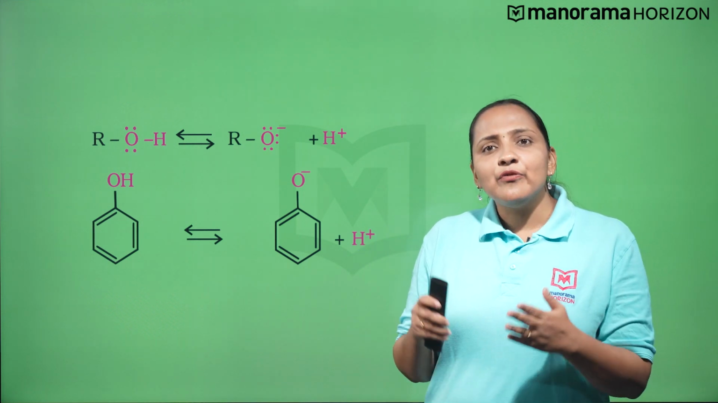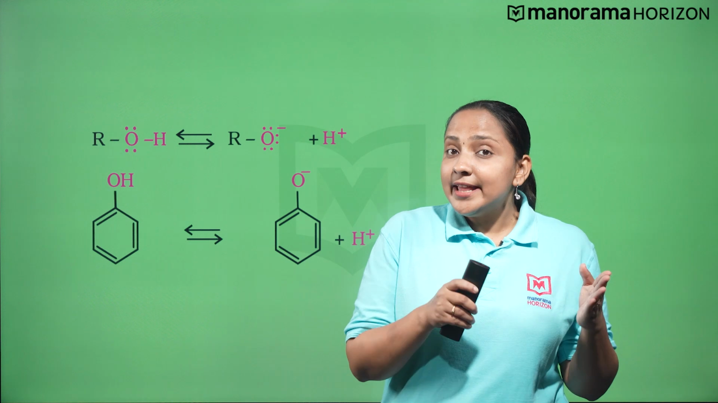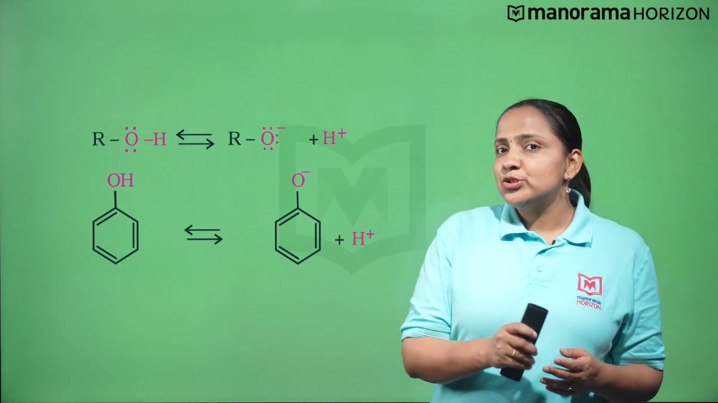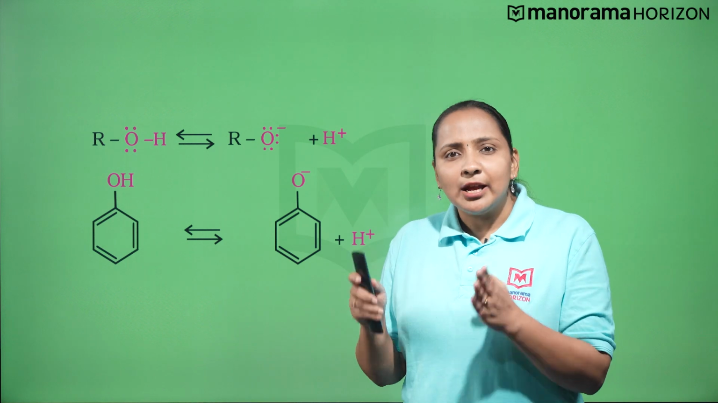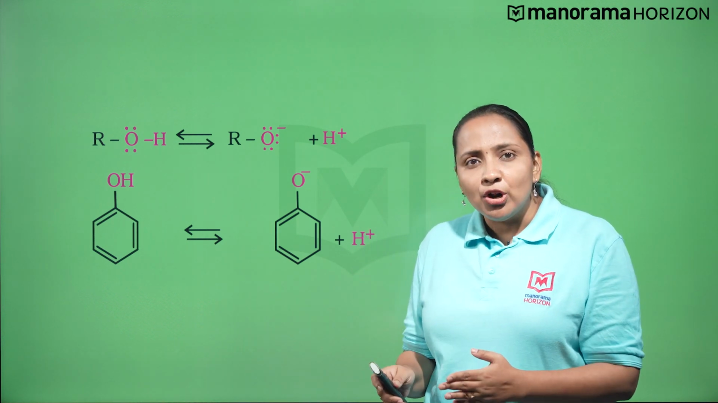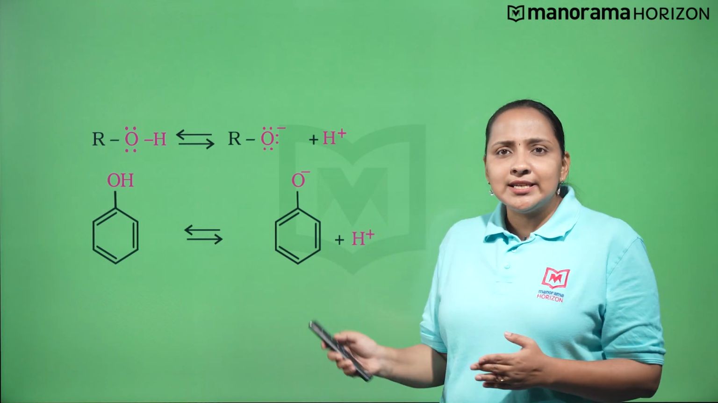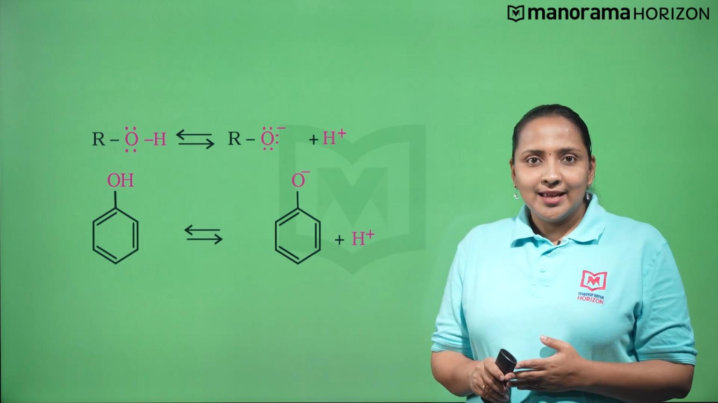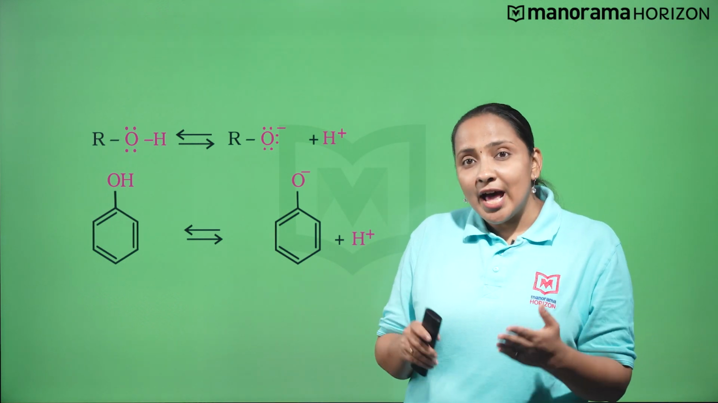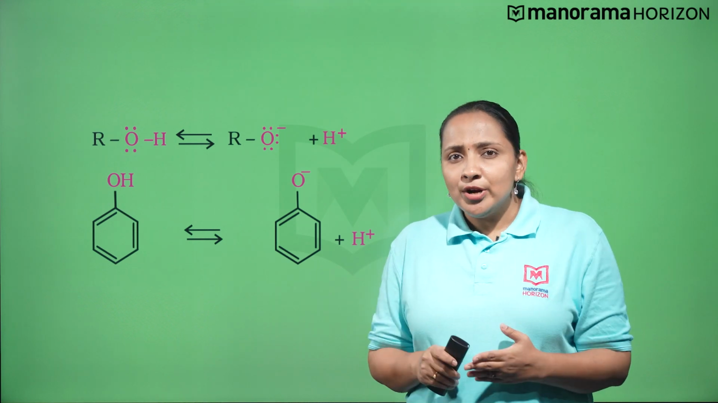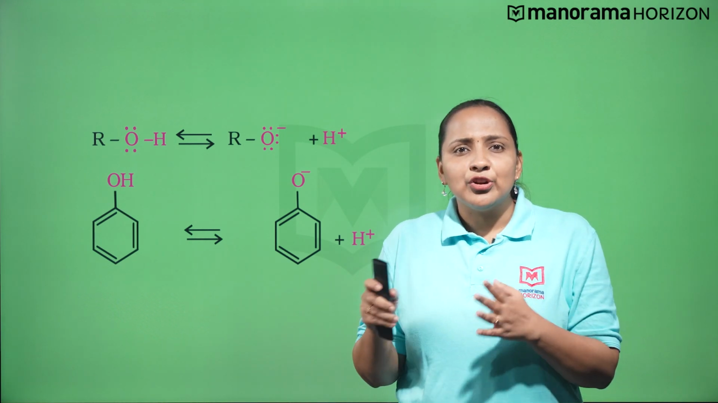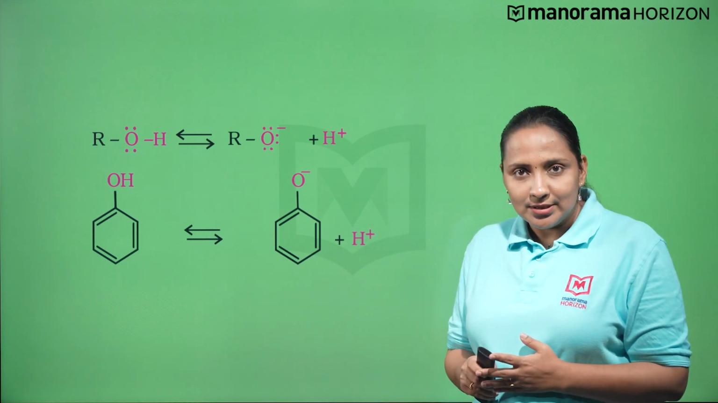The ionization of an alcohol and a phenol takes place as given here, and due to the higher electronegativity of the sp2 hybridized carbon of phenol to which OH is attached, electron density decreases on oxygen. This increases the polarity of the OH bond and results in an increase in ionization of phenols compared to that of alcohols.